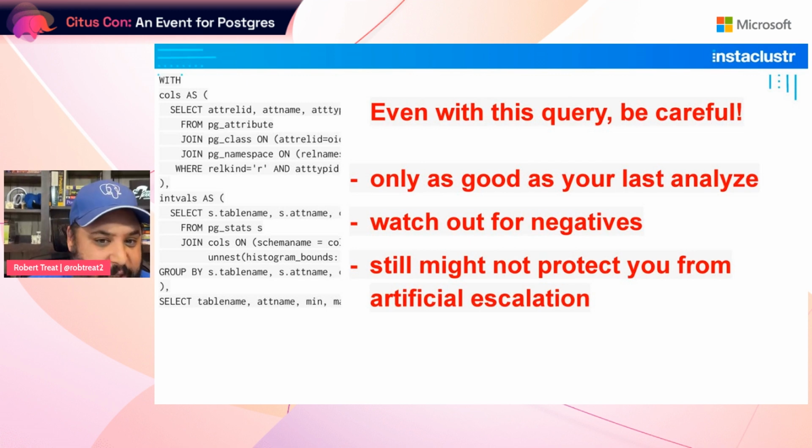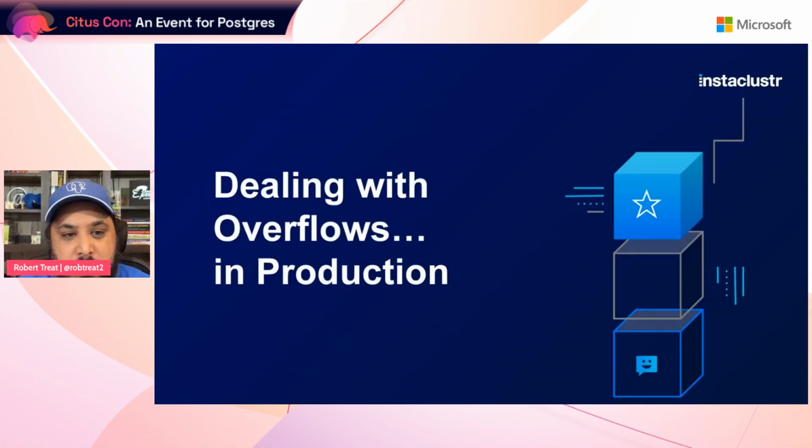You have to watch out for negatives, and we'll come back to that a little bit later. But watch out for negative values that might be in there, which can throw some things off. And again, this probably isn't going to protect you from artificial escalation. Hopefully you'll catch it soon enough. But if somebody says, let's jump it by 2 billion or something, you're going to be in overflow land in a hurry. So just keep that in mind as you're going through it.